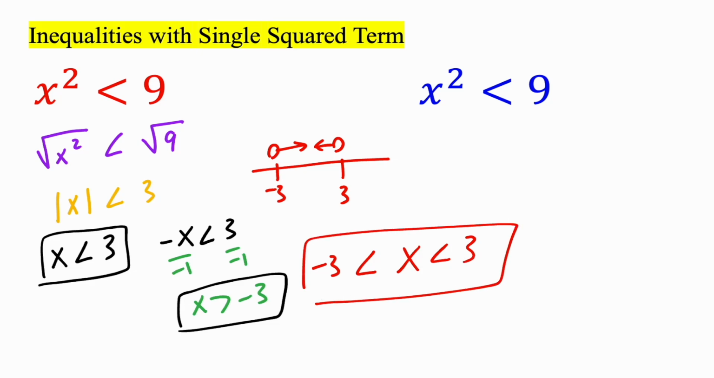And of course, it's always a good idea to test it. So a number between negative 3 and 3, it could be 0. 0 squared is less than 9, that's correct. Likewise, we can do negative 1 and 1. Negative 1 times negative 1 is positive 1. 1 is less than 9, correct. And the same idea, 1 squared is also 1, which is less than 9.